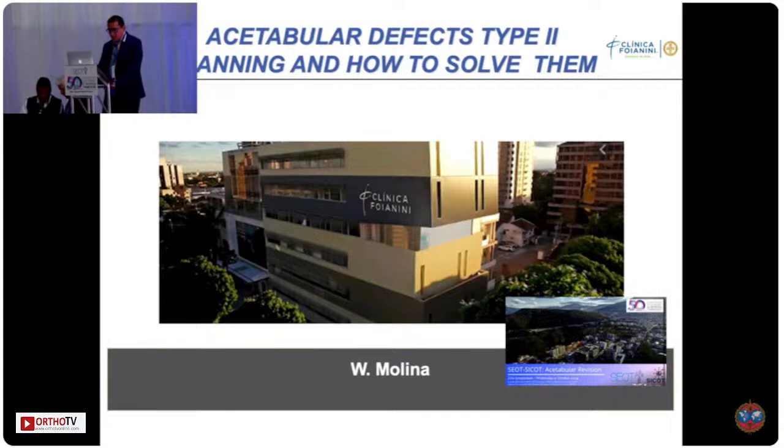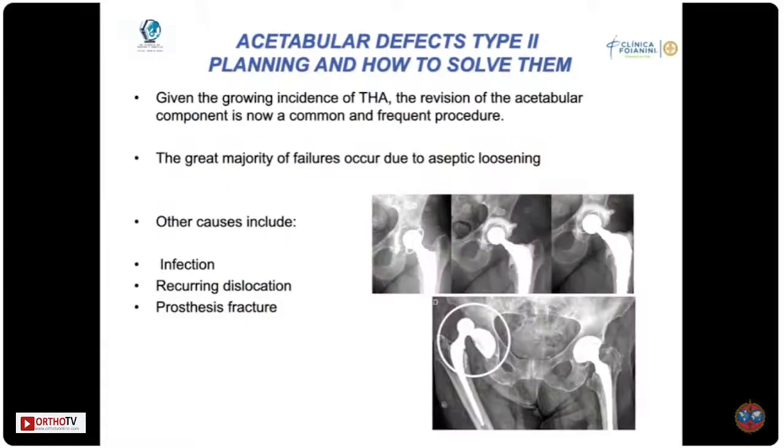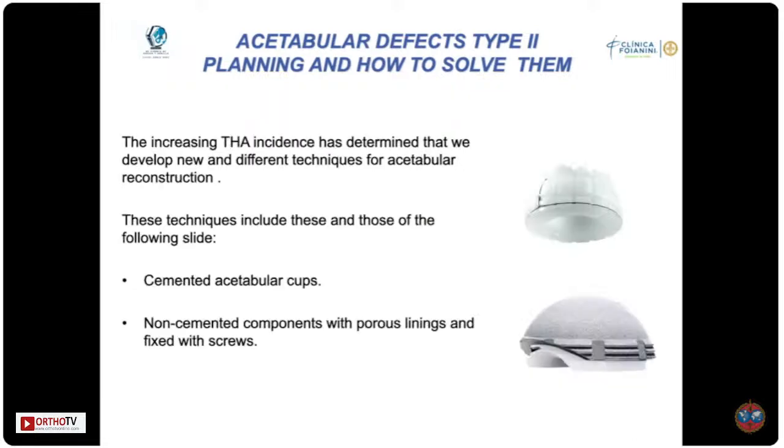Acetabular defect type 2, planning and how to solve them. Given the growing incidence of THA, revision of the acetabular component is now a common and frequent procedure. The great majority of failures occur due to aseptic loosening. Other causes include infection, recurrent dislocation, and prosthetic fracture. The increasing THA incidence has led to the development of different techniques for acetabular reconstruction.